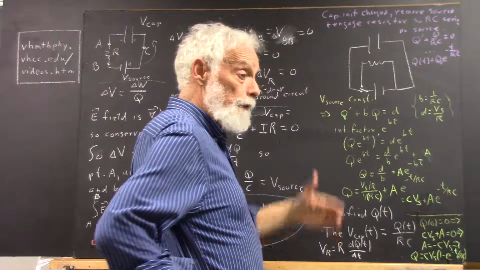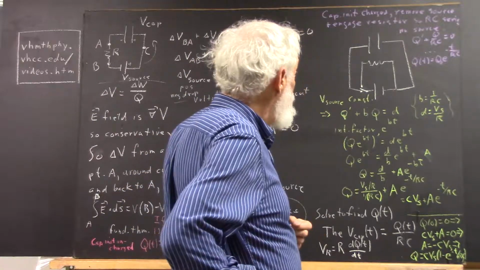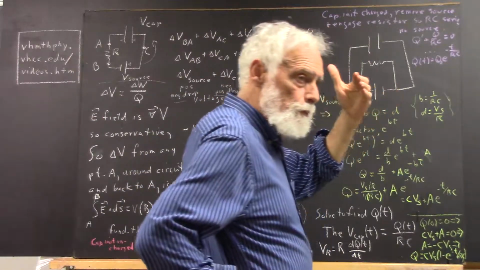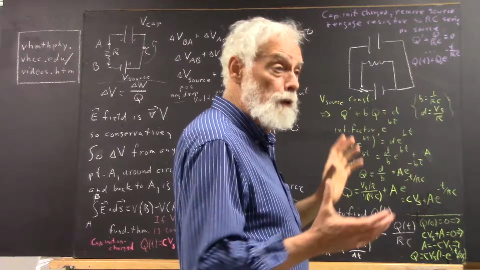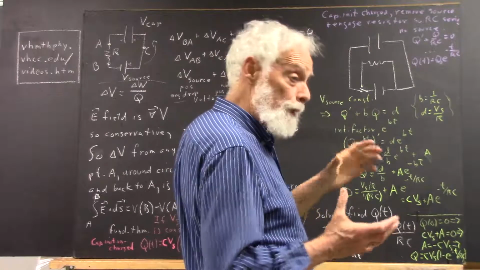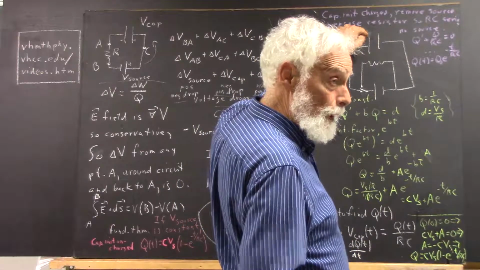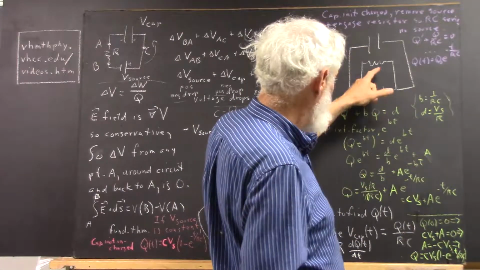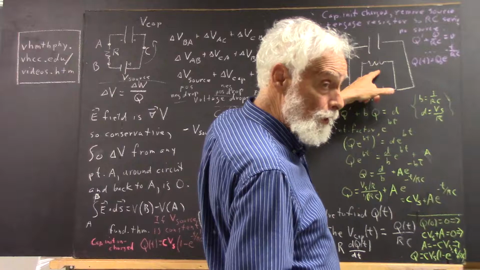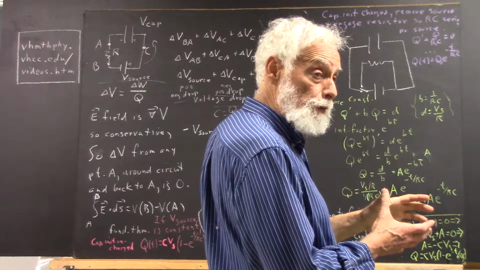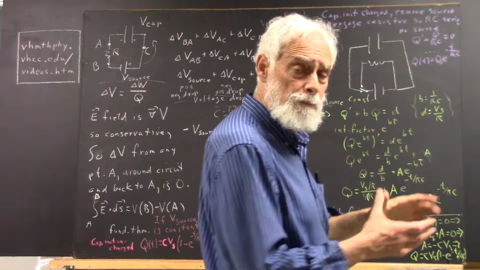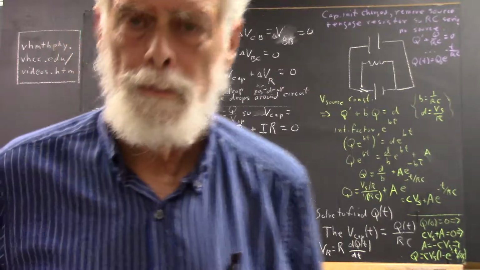So you initially have a charged capacitor, and it's going to discharge rather quickly at the beginning. But as it discharges, the voltage on the capacitor decreases, which means the voltage across the resistor decreases, which means that the current decreases, and the current is the rate of change of the charge.